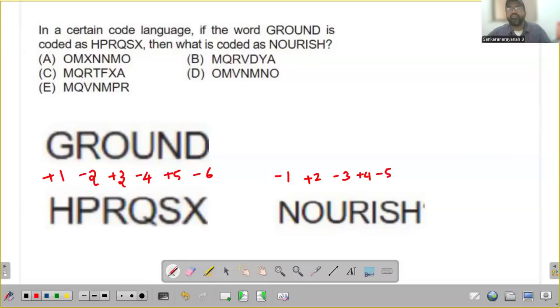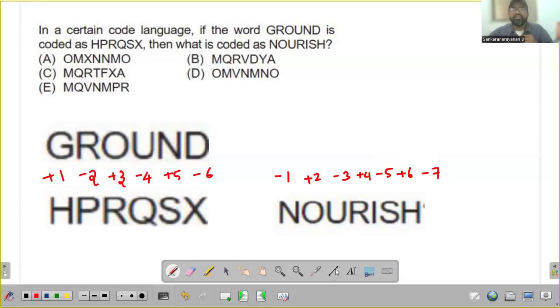Minus 5 plus 5. And then finally you have a minus 6. NOURISH: 1, 2, 3, 4, 5, 6, 7. So 1, 2, 3, 4 minus 5 plus 6. I made a mistake here. Minus 5 plus 6 and then minus 7. It will come. Okay. That is the logic.